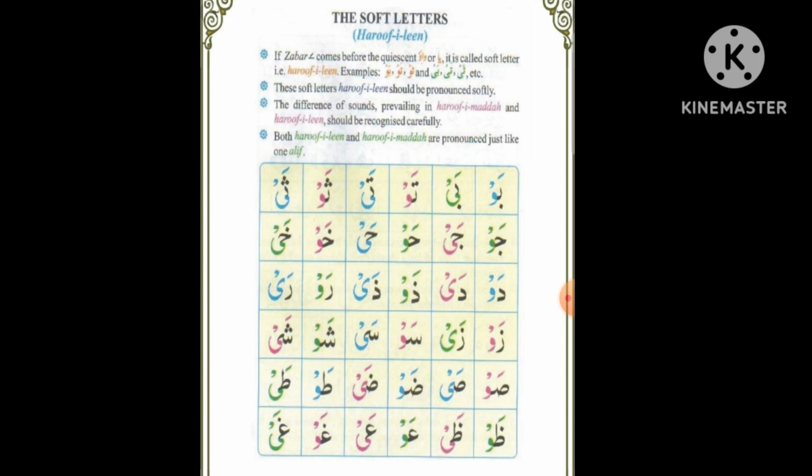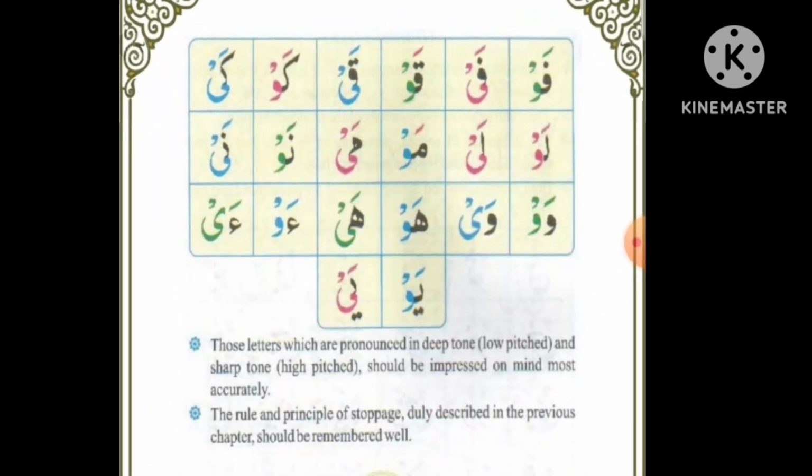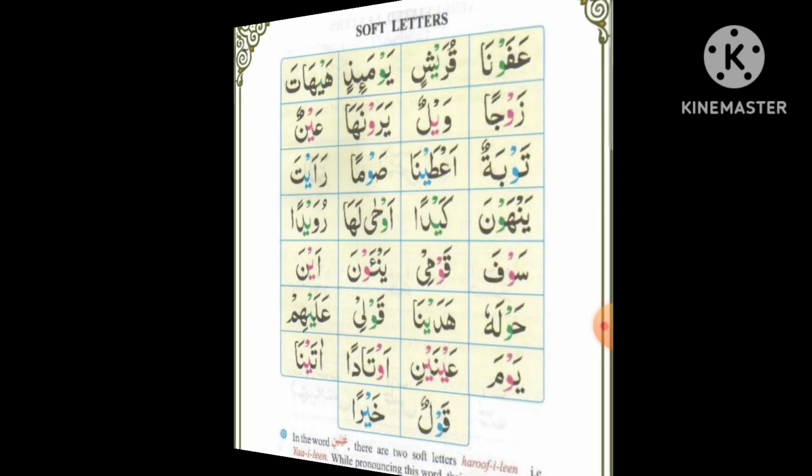Daw, day. Zaw, zay. Raw, ray. Zaw, zay. Saw, say. Shaw, shay. Saw, say. Taw, tay. Zaw, zay. Ain, ghain, faw, fay, qaw, qay, kaw, kay, law, lay, maw, may, naw, nay, waw, way, haw, hay, yaw, yay.